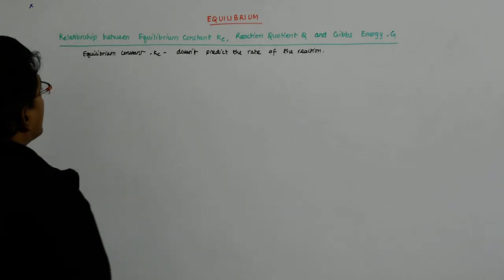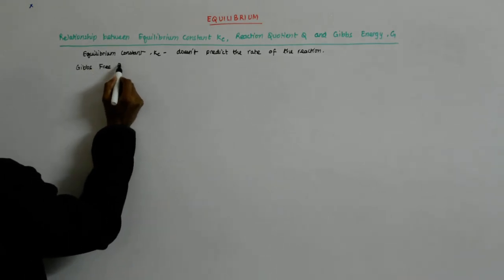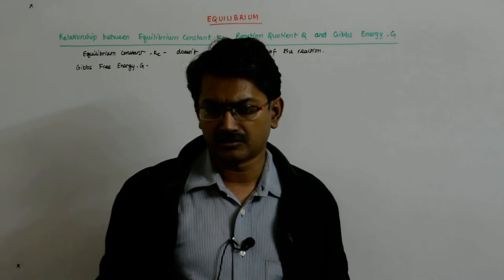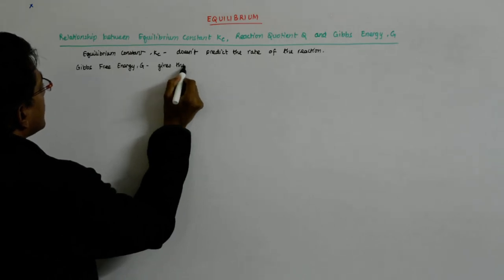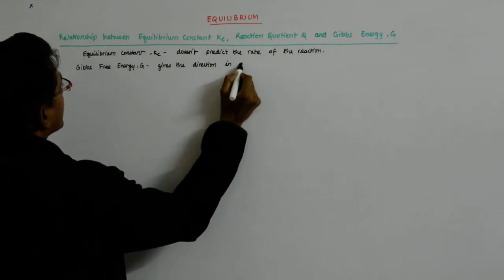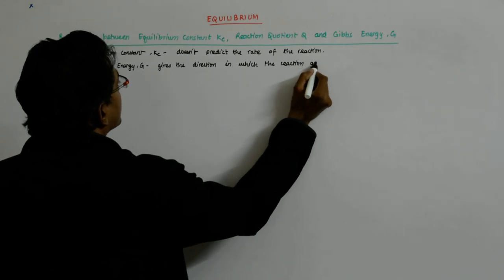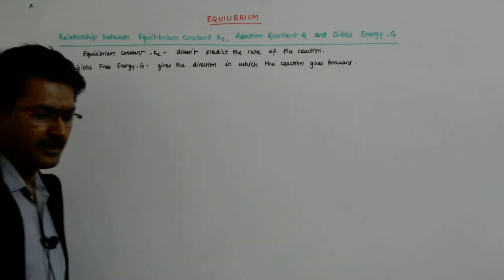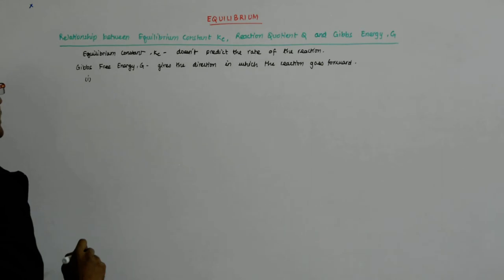There is a thing called Gibbs free energy. G tells you about the spontaneity of the reaction and gives the direction in which the reaction goes forward. We'll soon see. Now just try to think, but before that let me give you this, which we did in the last chapter.